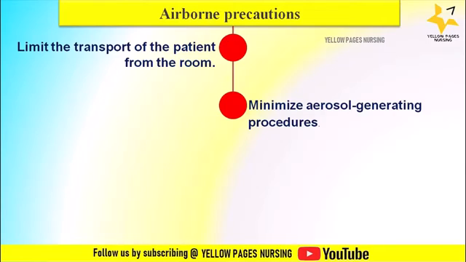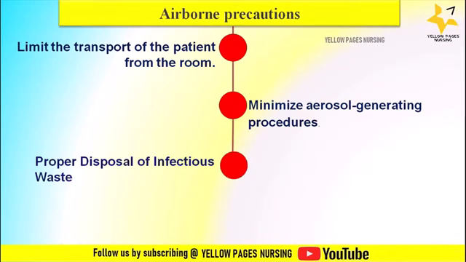The next important thing is proper disposal of infectious waste. Strict protocols for the disposal of infectious waste should be followed to prevent contamination and potential spread of airborne pathogens. It is important to note that the specific measures for airborne precautions can vary depending on the infectious disease. Therefore, you can refer to the latest guidelines and recommendations from the Centers for Disease Control and Prevention or your own institutional policies.